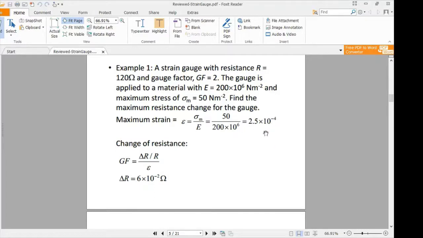Alright, so from the gauge factor equation, we know that the gauge factor is equal to 2, and delta R is the parameter that we want to determine. The unstrained resistance is 120 ohm, and epsilon is 2.5 times 10 to the negative 4. Therefore, we can find that delta R, the resistance change after being stressed, will be 0.06 ohm.